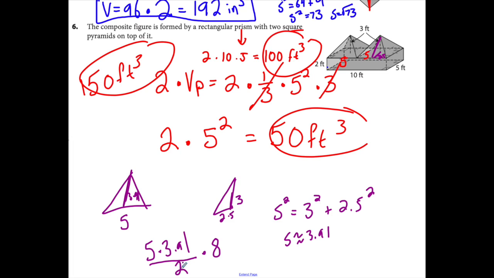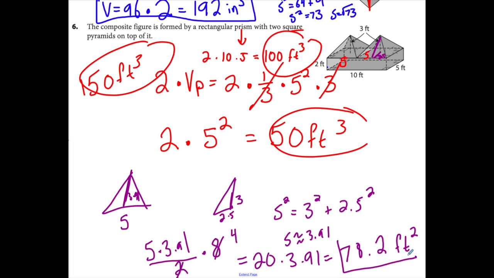Okay, so we can cancel and simplify, make that 4, and so we know it's 20. We do the 4 times 3.91 approximately. And then from there we use our calculator to do 20 times 3.91, and we get approximately 78.2 feet squared. Okay, so that covers the 4 outward facing triangles here.